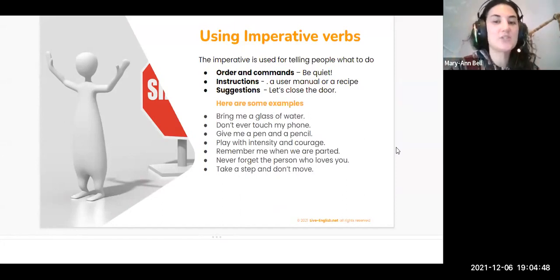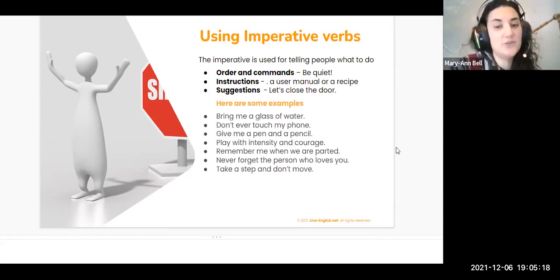You've also got instructions, which are kind of the nicer version of the imperative. So if you look at a recipe or a user manual, well, I don't know who reads user manuals anymore. Nobody does, right? But it will say, open the machine, or place the eggs in the pan. Okay, so these are imperative verbs, but they're less direct than obviously orders and commands.